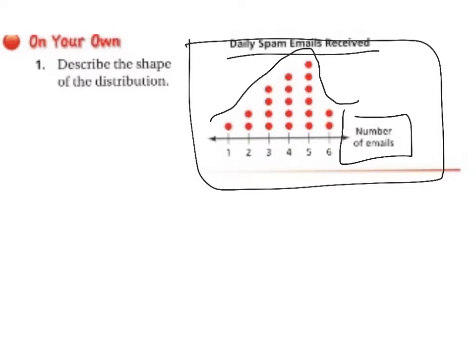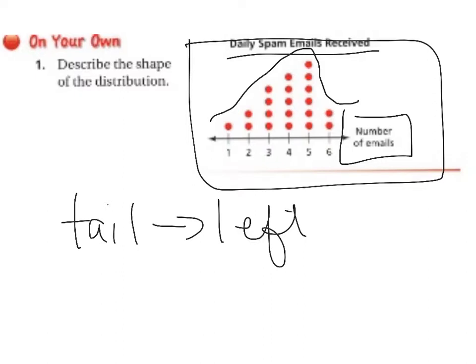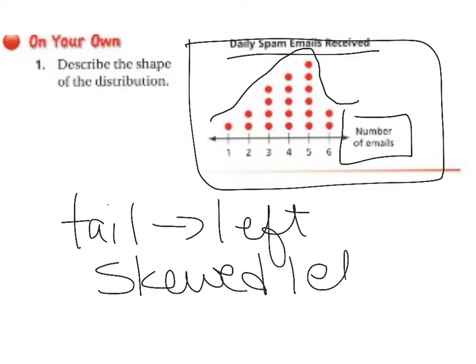You will see that the tail of the graph is on the left. So the tail goes to the left. So that means our data is skewed to the left, or our distribution is skewed left. So we're describing the shape of the distribution. It is skewed left.